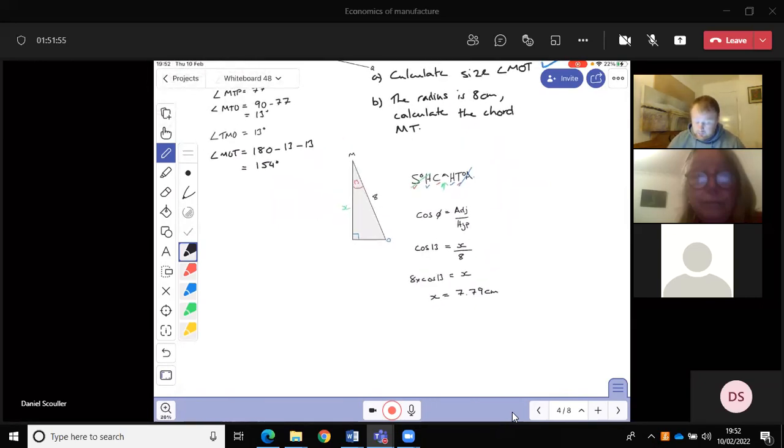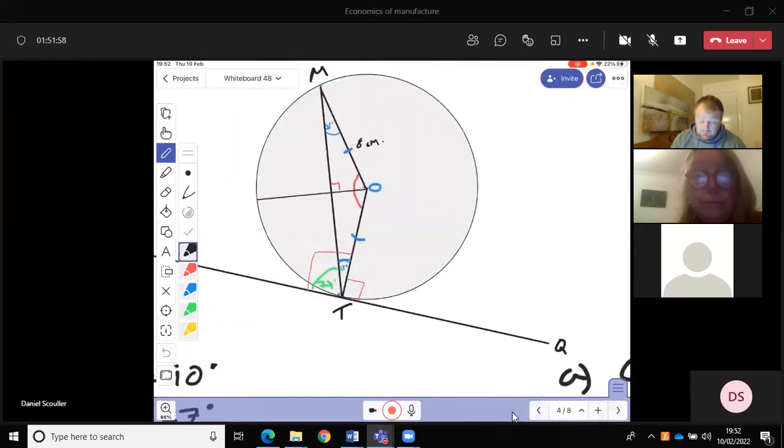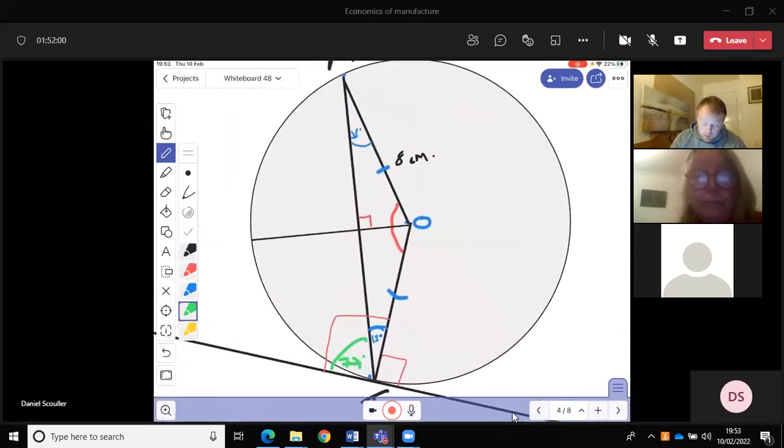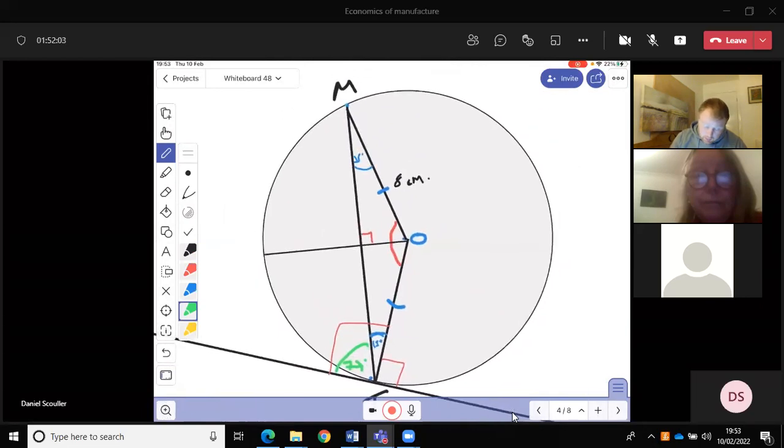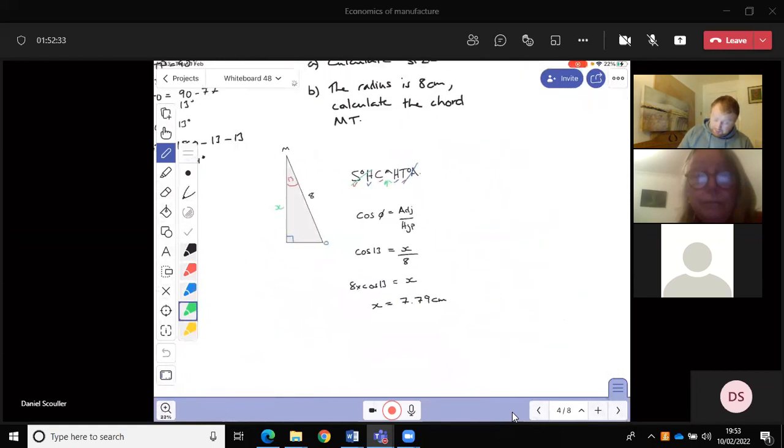Okay, so if we go back up to your main diagram, what have we found out? We've just found out the length from M to here. 7.79 centimeters from that position to that position. Now we're wanting the length of the whole chord. What we've just found out is the length of half the chord. Similar to some of the questions we did on Tuesday, the whole chord is simply twice that length.